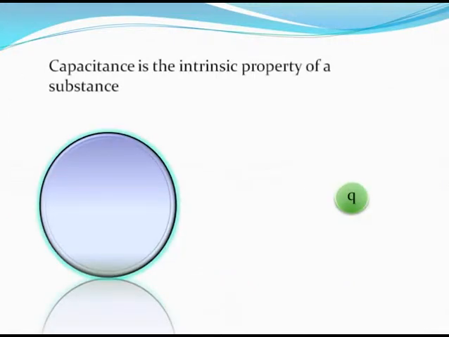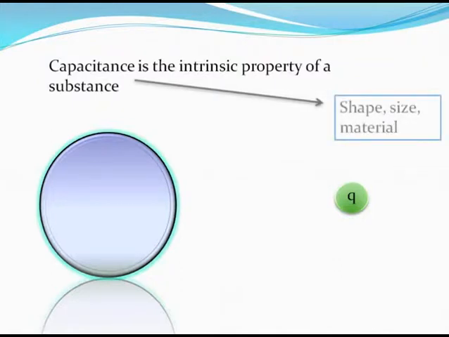Capacitance is the intrinsic property of a substance. What this means is that it does not depend on the amount of charge being added to a body or the actual potential of a body. It depends on the body itself. If you take a sphere, it will have a different capacitance. If you take a plate, it will have a different capacitance. If you take an unevenly charged body made of copper, it will have a different capacitance, isn't it? Capacitance, the ability of the body to increase its potential when charge is added to it, depends on the shape, size and material of the body.